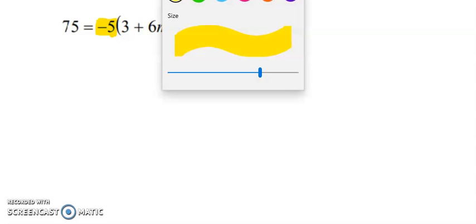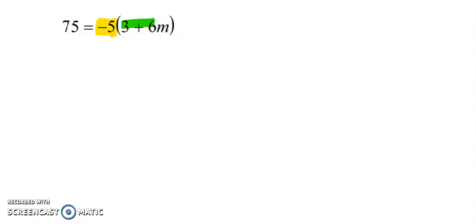I'm going to distribute that -5 to everything that's inside the parentheses. So 3 plus 6m, they're all going to be multiplied by -5. So -5 times 3 gives us -15. And then -5 times a 6m: a negative and a positive is going to give me a negative answer, so that's -30m. Don't forget the variable. And then, of course, we have to bring down our 75.